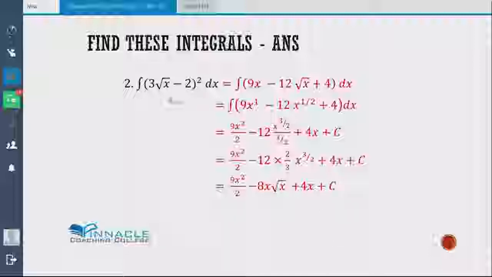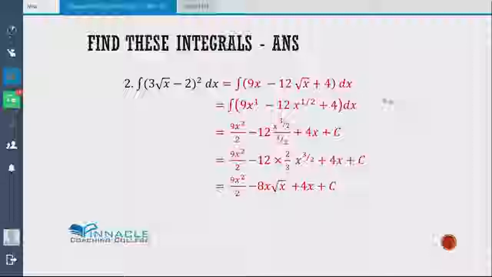So the first step will just be expanding this. So you get 9x minus 12 root x plus 4, and changing that root x to the power of a half. And then after that, it's just applying the standard integral rules. And when you add 1 to a half, it becomes 3 on 2. So you're dividing by 3 on 2, or effectively times by 2 on 3. And then the rest is just really simplifying, and x to the power of 3 on 2 is x to the power of 1.5.